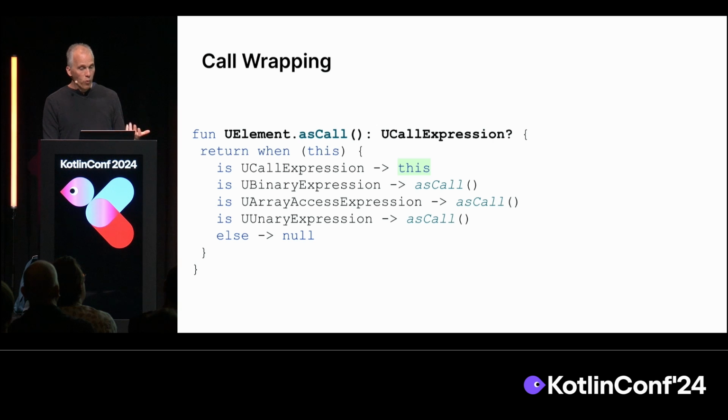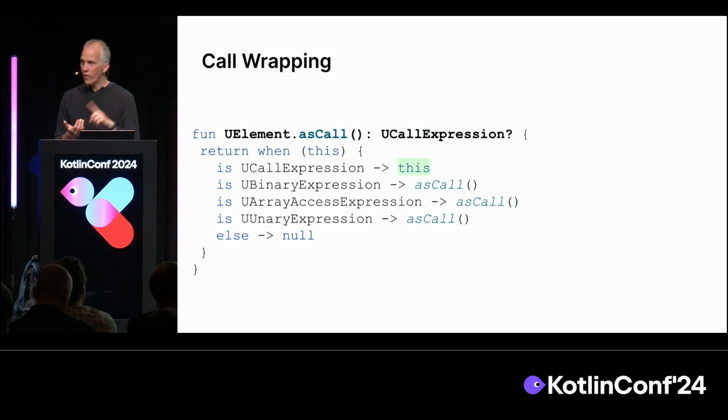And in your own visitors, if you run into this scenario, you can also call our .asCall method on a UElement for one of the node types that need it, like binary expressions, array expressions, prefix expressions, and postfix expressions. So for the binary operator, for example, you now get a call with the parameter list, which has the right-hand side of the operator as the first and only argument, and the left-hand side is the receiver.